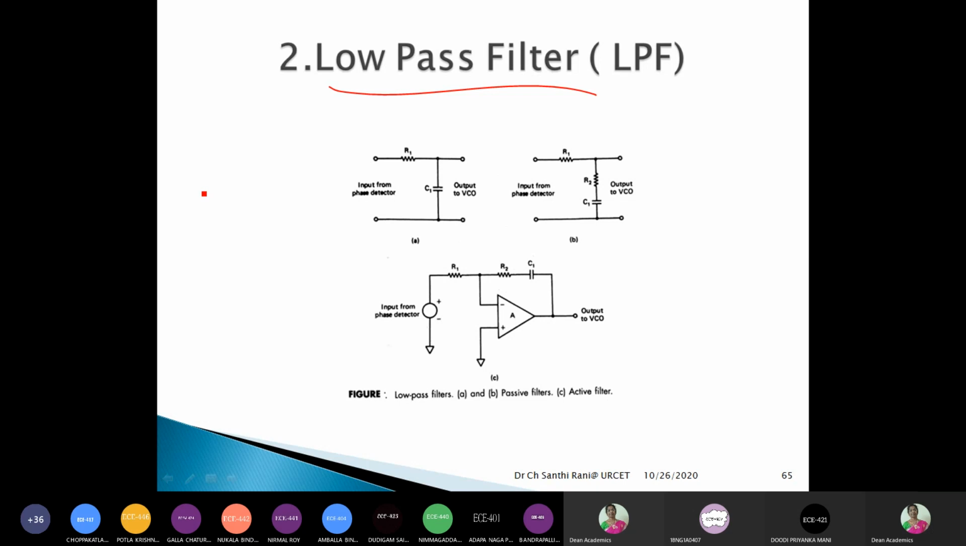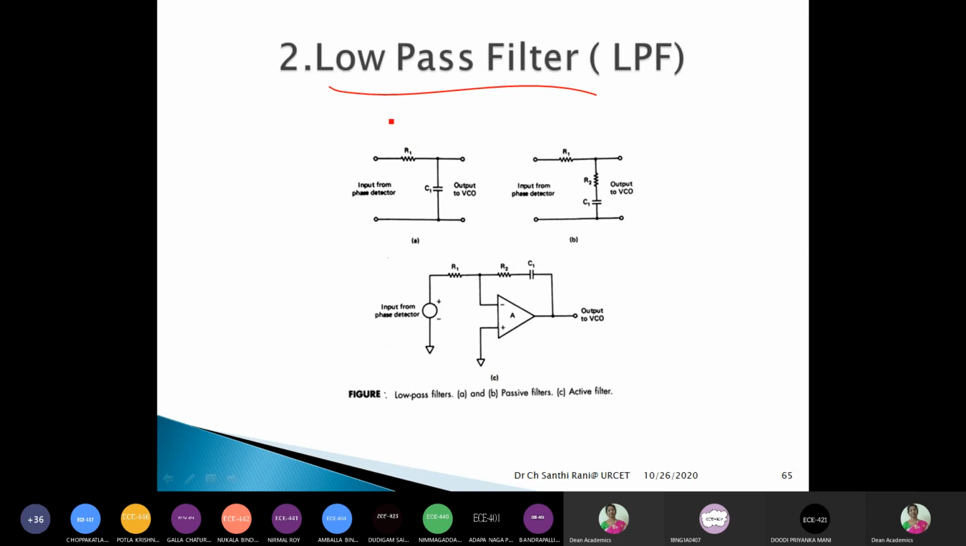If the question is: draw the block diagram of PLL and explain the function of each block, then you have to draw the block diagram. You have to list out the basic blocks you have. After that, you explain the basic principle. Then about each block, what I am discussing now, you have to write.